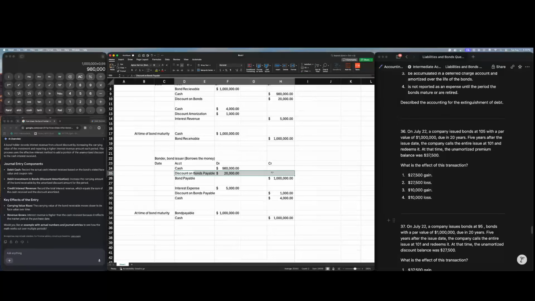Let's say this bond is for 20 years, right? So if it's for 20 years, this discount on the bonds payable will be amortized. So let's say every year it's $1,000 of amortization for the discount of the bonds payable.